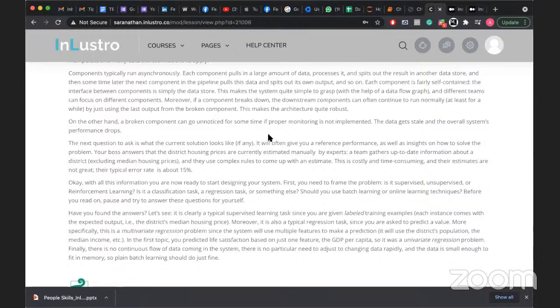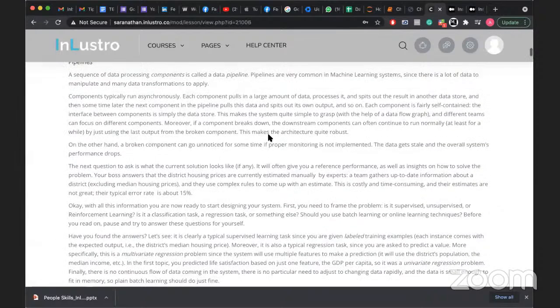So with all the information, you're now ready to start designing your system. The first thing you need to do is to frame the problem. Remember, always the first question that you need to answer is, what is this problem? Is it a supervised learning question? Is it unsupervised or reinforcement learning? Is it a classification task? Is it a regression task? Or is it something else? Should you use batch learning or online learning? Before you read on, just pause and answer the question.